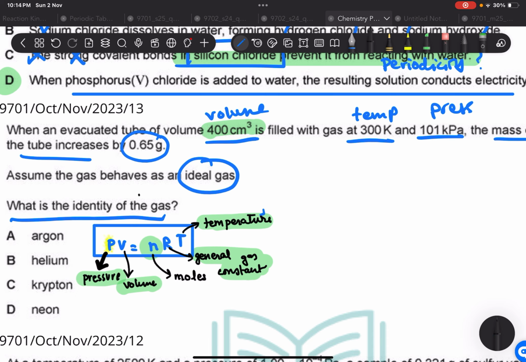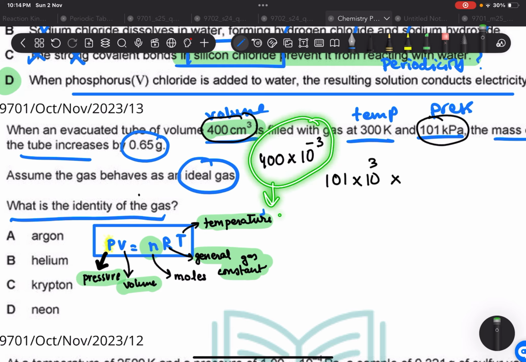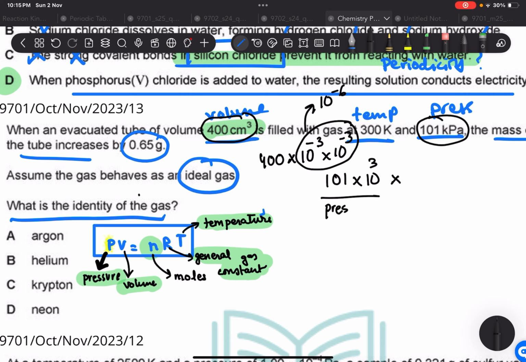Okay, my pressure should be in pascals. So it's 101 into 10 raised to power 3 pascals multiplied by my volume. My volume is in cm cube, 400 cm cube. I have to convert it into dm cube, so first I'll multiply it by 10 raised to power negative 3. And now I have to convert this dm cube into meter cube, so I multiply it further by 10 raised to power negative 3. So in total, this becomes 10 raised to power negative 6.